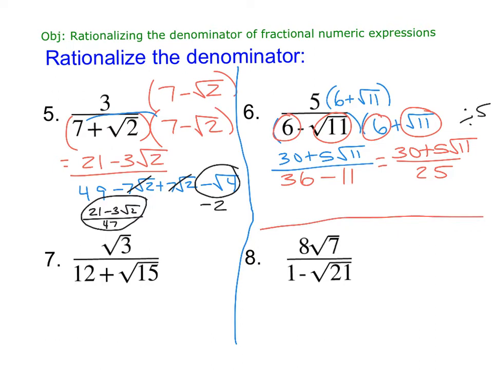So we get 6 plus root 11 all over 5. Definitely should have made this into 2 slides. All right, try the next one. Same idea. 12 plus root 15. I keep forgetting to change the sign. Minus. Always change the sign.